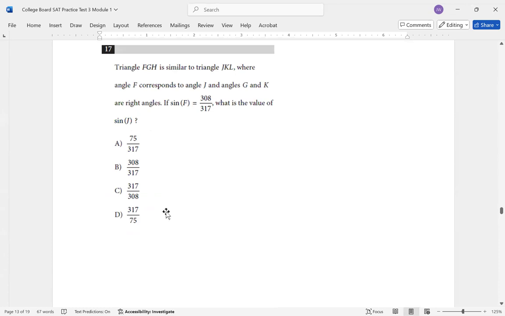Question 17. Triangle FGH is similar to triangle JKL, where angle F corresponds to angle J. Angles G and K are the right angles. If sine of F is equal to 308 over 317, what is the value of sine of J? Well, never hurts to draw a picture, so I'm going to go ahead and draw a picture for this scenario.